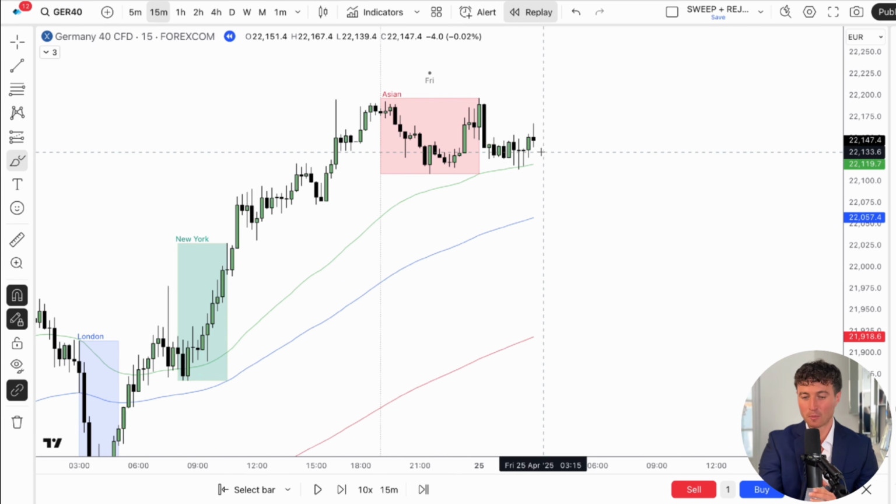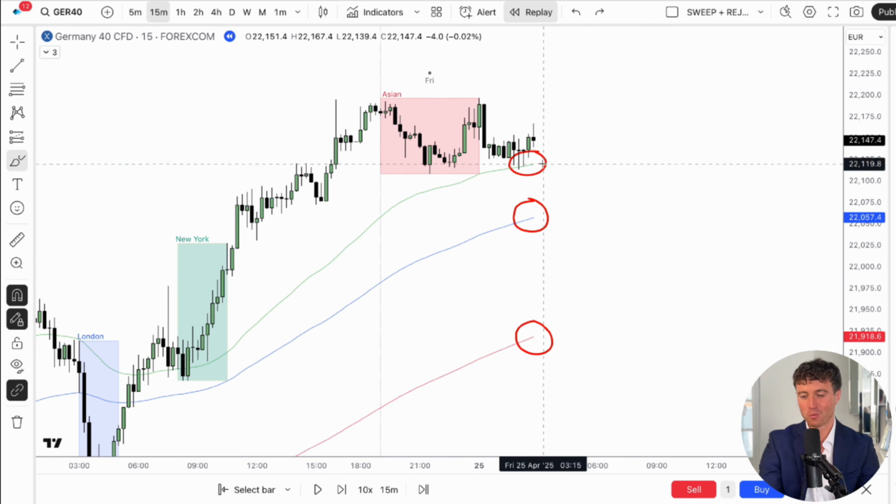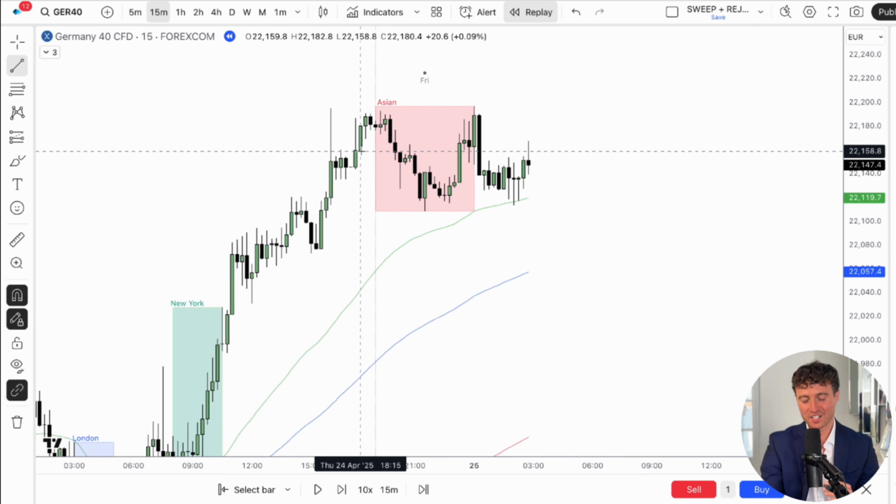I like to use a simple 50, 100, and 200 exponential moving average. When the 50 is greater than the 100, which is greater than the 200, this just indicates that we are long bias on this market. We're not taking trades directly off of the EMAs, but they're just there as a confluence to our system.